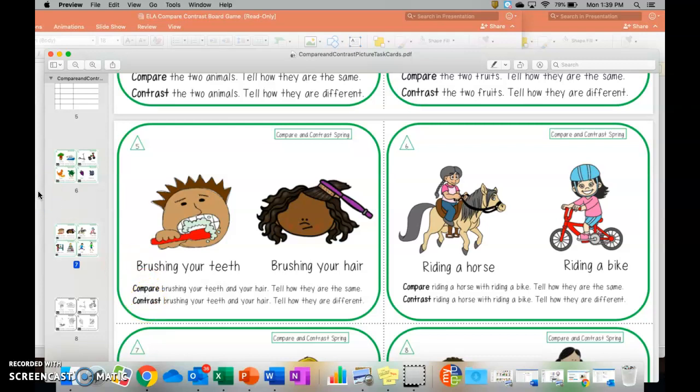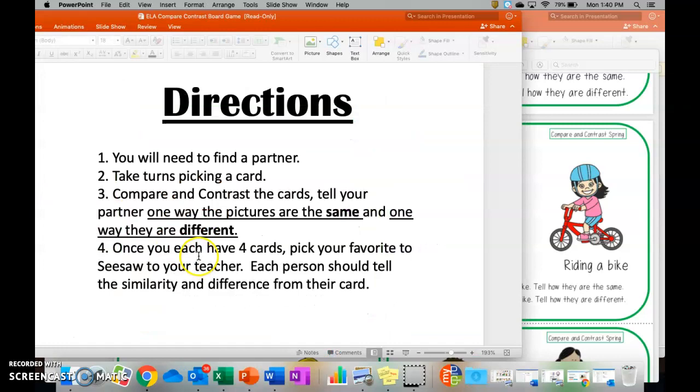I'm going to say, Miss Farrell, brushing your teeth and brushing your hair are the same because, and then I would say, brushing your teeth and brushing your hair are different because, so I'm comparing and contrasting. Then I would hold on to my card and Miss Farrell would pick a card and she would go next. And we would keep doing that until each of us have done it 4 times because there's 8 cards, 2 partners. So I know 4 plus 4 is 8, so we're each going to have 4.